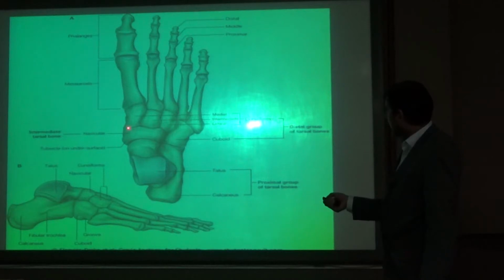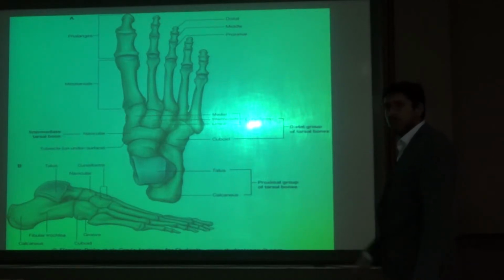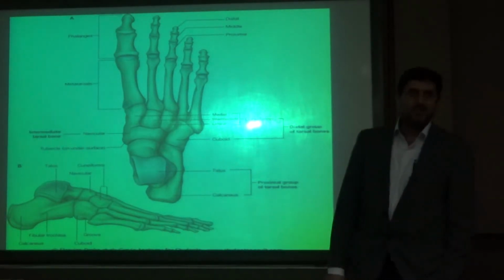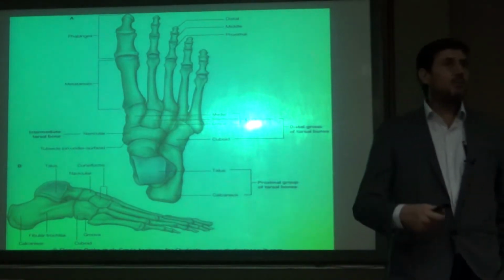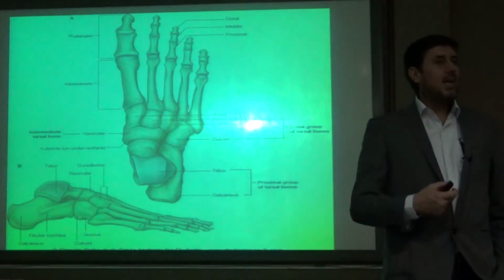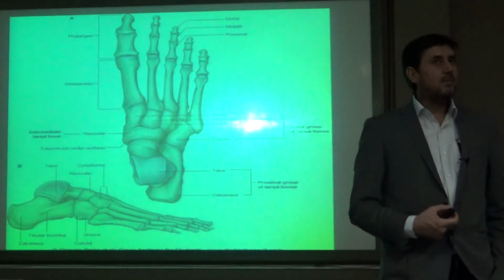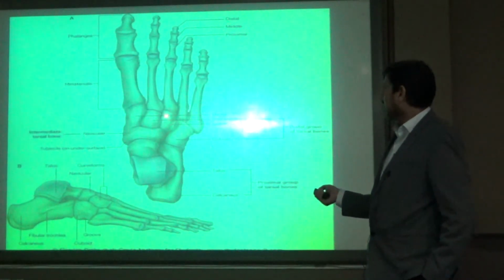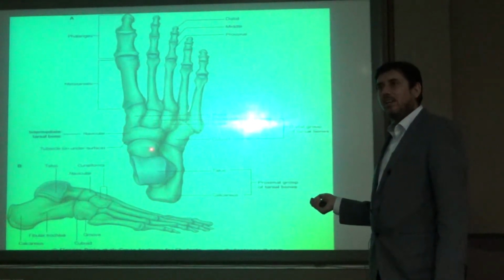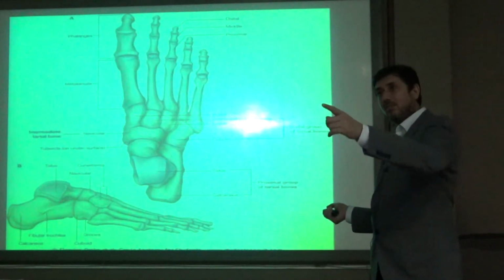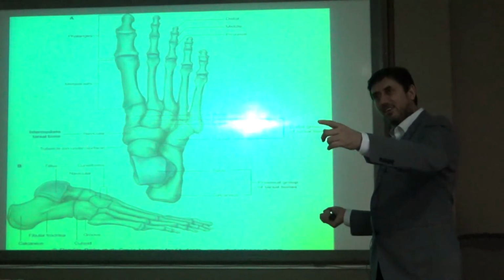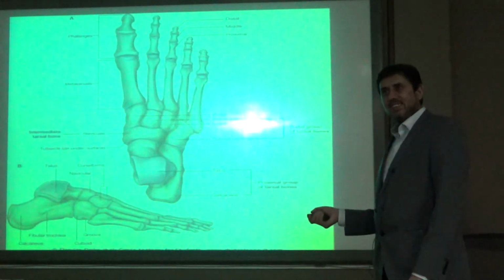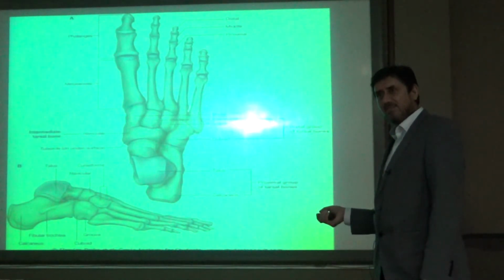And what is this one? Cuneiform, cuneiform, cuneiform. More easy. And the names of these are medial, lateral and intermediate. Lateral, medial, intermediate. Yes, please listen here and see.